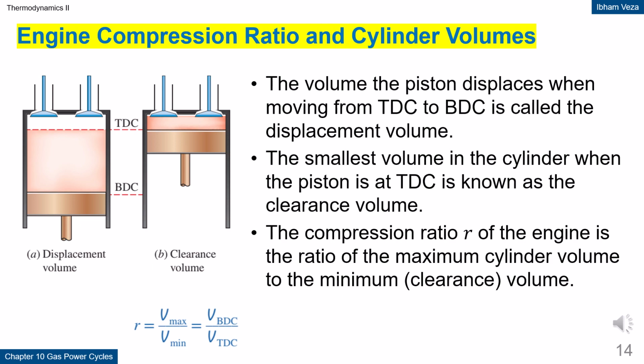Engine compression ratio and cylinder volumes. The displacement volume is defined as the volume change from TDC to BDC. The remaining volume at TDC is called the clearance volume. The compression ratio, r, is defined as Vmax over Vmin, or VBDC over VTDC. This parameter strongly affects engine performance and efficiency. The higher the compression ratio, the greater the potential thermal efficiency.